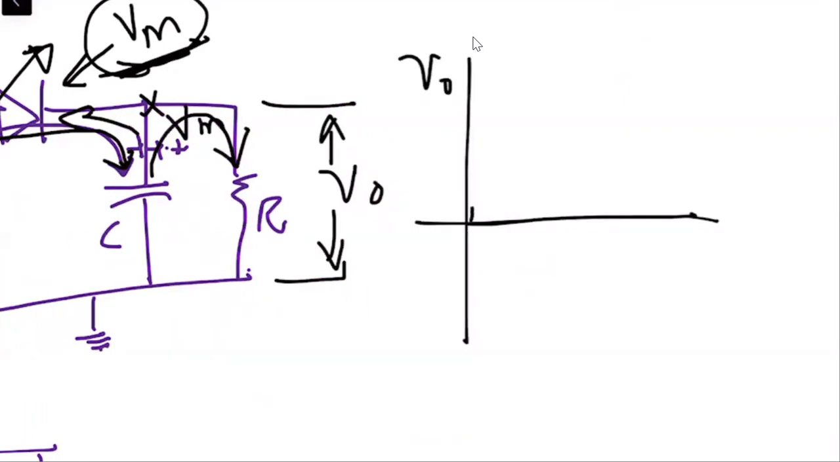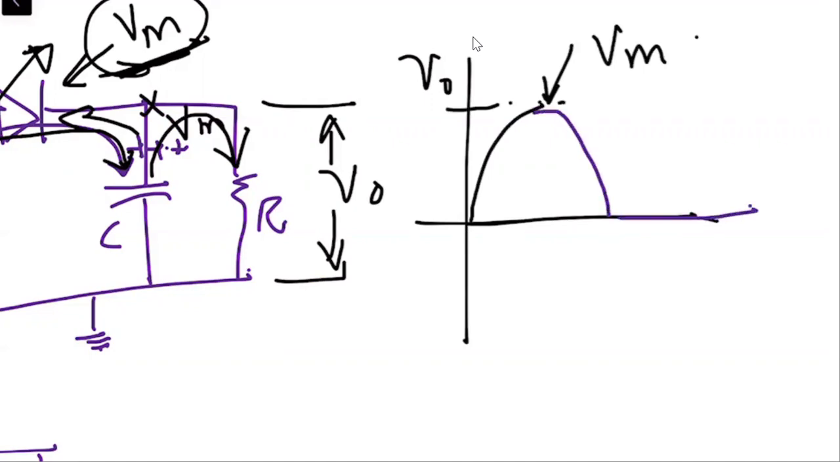Output will be, till Vm, like this. And previously we had the output something like this, then this, and then something like this, right? So this was the output without the capacitor. Now with the capacitor, what is happening? We have this at the output.